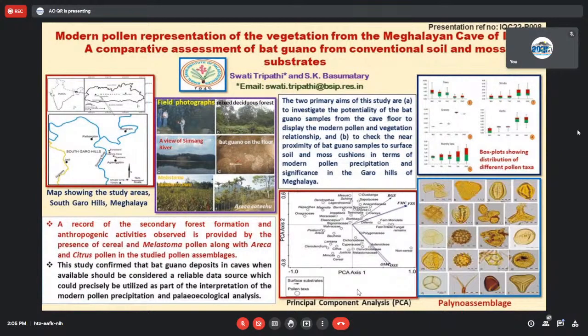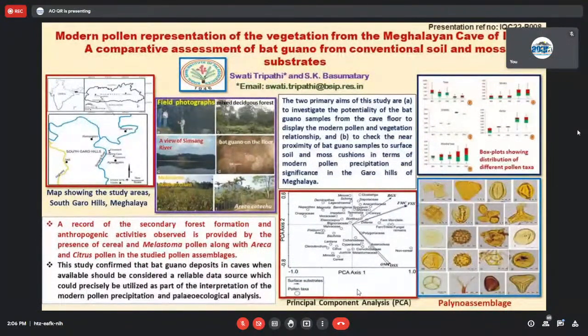The palynological study of surface soil and sedimentary soil sections in Meghalaya is a very tedious task. It is not easy due to high rainfall and the consequent soil erosion of the hilly terrain, along with annual forest fires, natural or human caused, extensive rocky surfaces, and a scarcity of lakes, swamps, and wetlands. So we have two main objectives: to investigate the potential of bat guano samples from the cave floor, and to check the proximity of bat guano samples to surface soil and moss cushion in terms of modern pollen precipitation and its significance in the Garo Hills of Meghalaya.